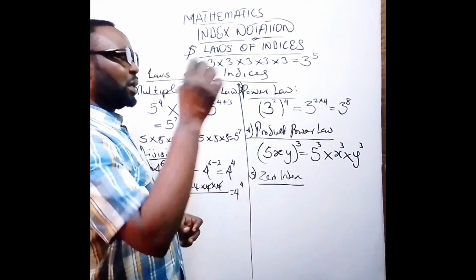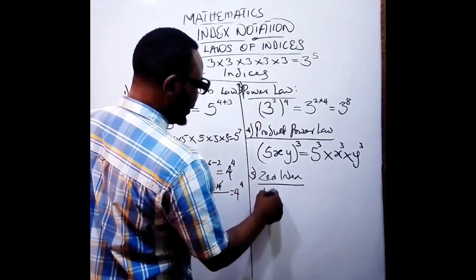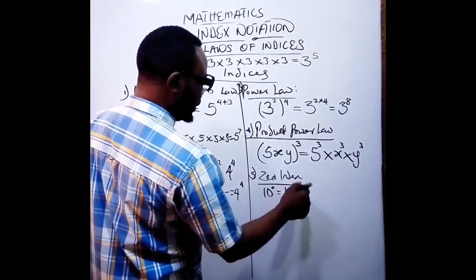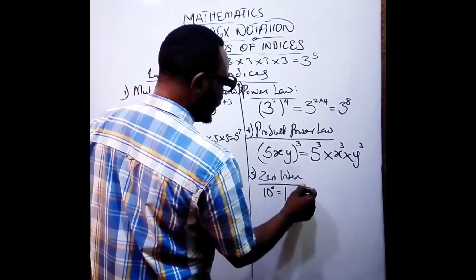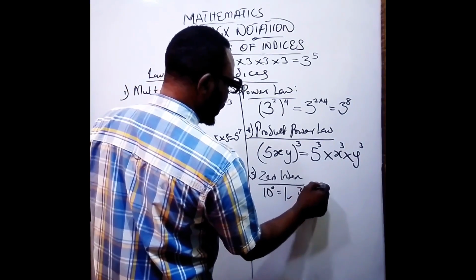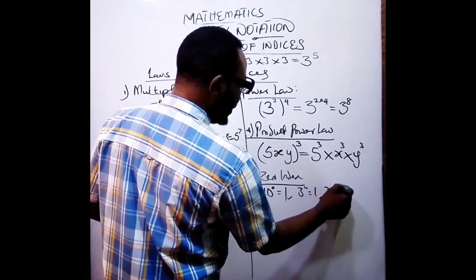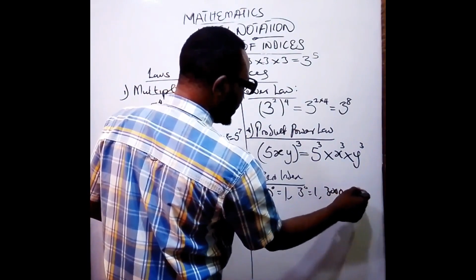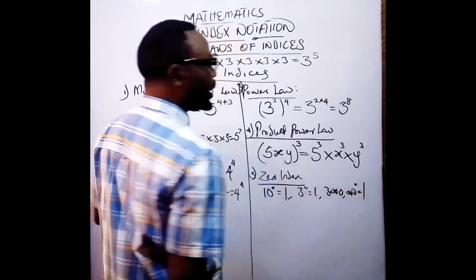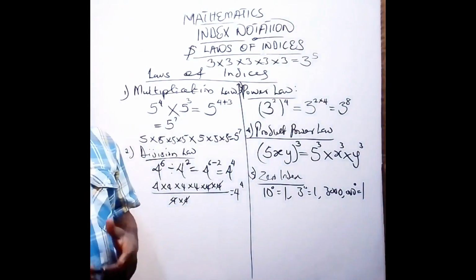Okay, let's look at the zero index. If you have 10 raised to the power of 0, it's equal to 1. If you have 3 raised to the power of 0, it's equal to 1. Now, what if you have 3 million raised to the power of 0? It is equal to 1 as well. So now, let me quickly try to prove this for you.